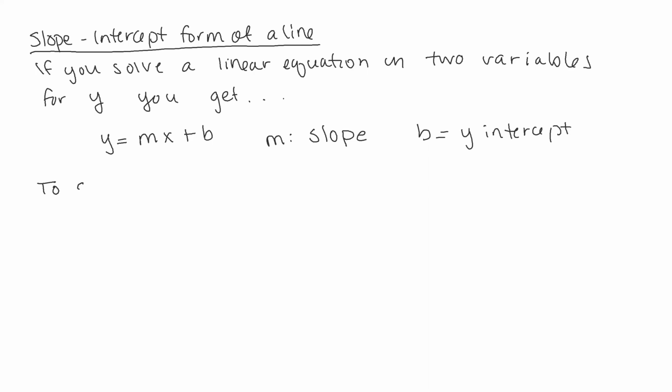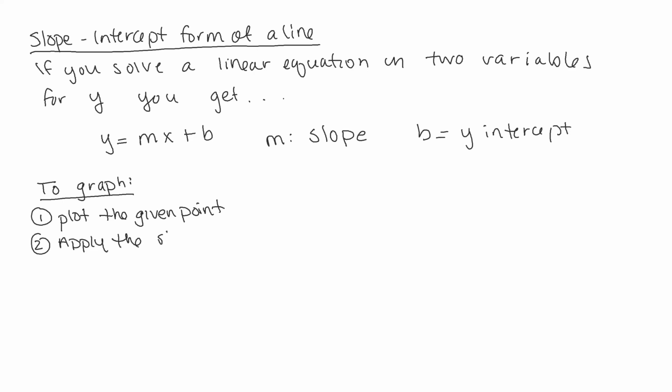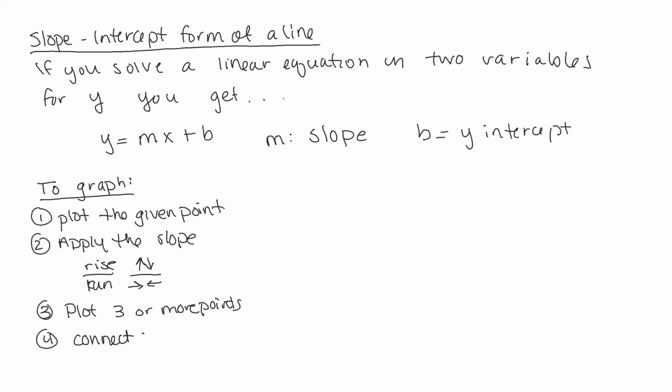So to graph, here's what you do. This would be true if you're graphing an equation with any point. We specifically have the y-intercept, which is nice, but you could do this with any point other than the y-intercept. Plot the given point, so for us, the y-intercept. Then apply the slope. Remember our slope can be thought of as rise over run. So we would go up or down, and then we would go left or right, depending. And then you want to plot 3 or more points and then connect with a line. Okay, so it's not necessarily difficult to graph with any point and a slope.